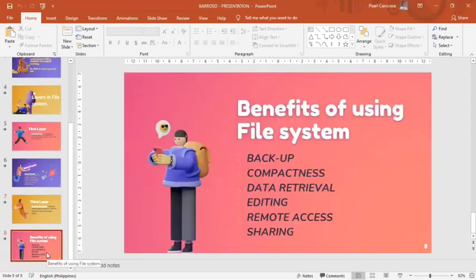Next page po. So, benefits of using file systems. The benefits of using a file system are six: backup, compactness, data retrieval, editing, remote access, and sharing. So that's all. Thank you.